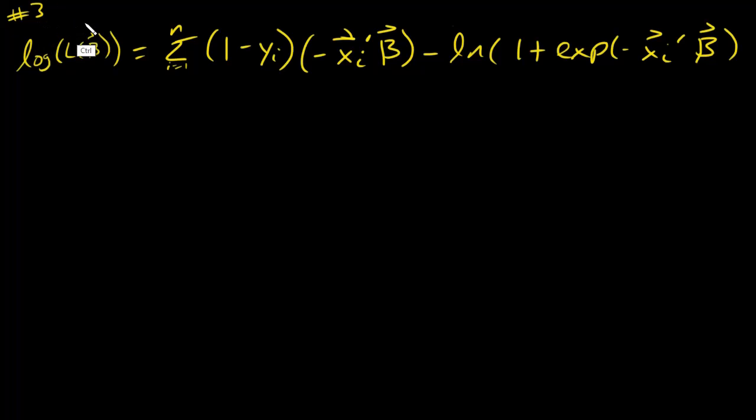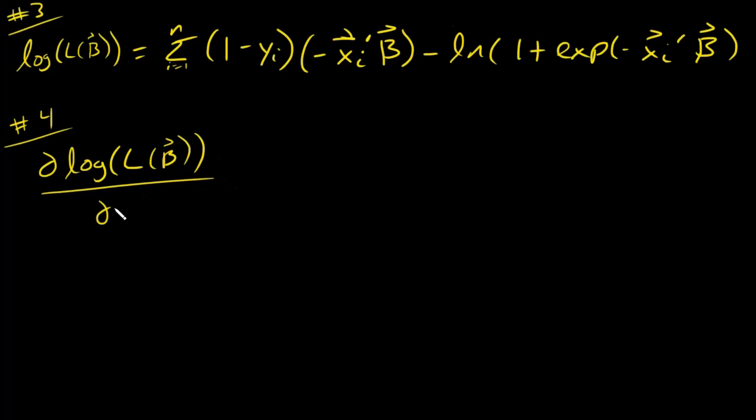Once we have the log likelihood function and we're trying to find the maximum likelihood estimators for beta, the next step will be to find the derivative with respect to beta. So let's go ahead and do that. What we want to do is find the derivative of the log likelihood function with respect to beta.